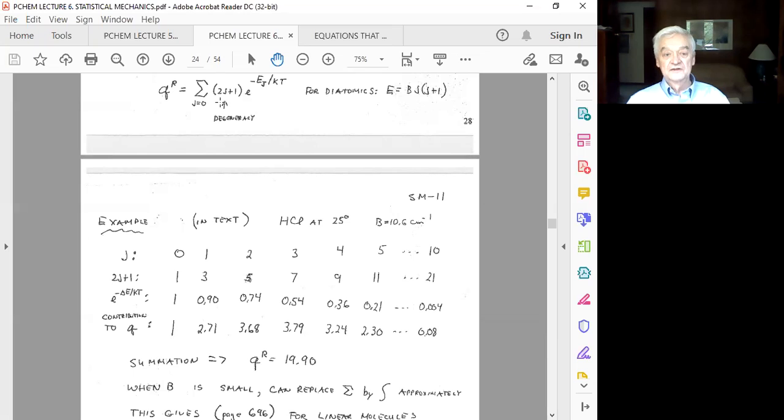Okay, during the summation, we next go to j equal to 1. The degeneracy 2j plus 1 becomes 3. The exponential term becomes, well, first the exponential term becomes 0.90. So we're doing HCl. B is 10.6, so we're going to have 21.2 over 207, or roughly e to the minus 0.1, or about 1/10. And that's where you get the 0.9. But notice then the contribution to Q is 2.71. And this number is also how many times more molecules of HCl are at j equal to 1 than are at j equal to 0.